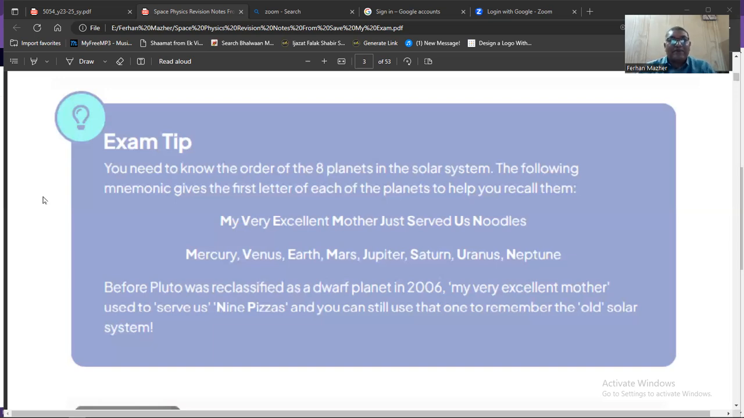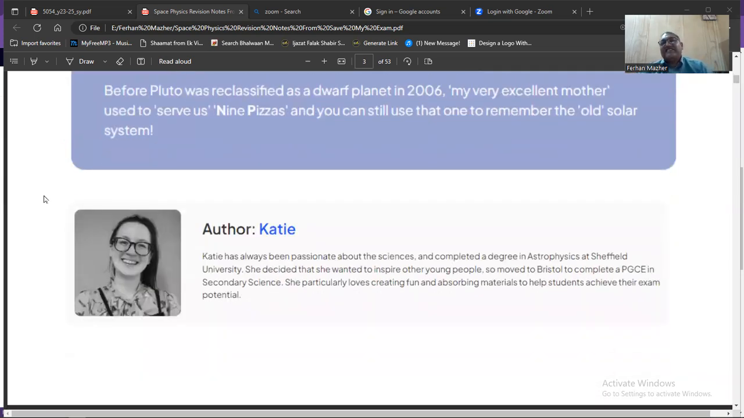So this is the exam tip. The author of this literature is Katie. Katie has always been passionate about science and completed a degree in astrophysics at Sheffield University. She decided that she wanted to inspire other young people, so moved to Bristol to complete a PGCE in secondary science. She particularly loves creating fun and absorbing materials to help students achieve their exam potential.